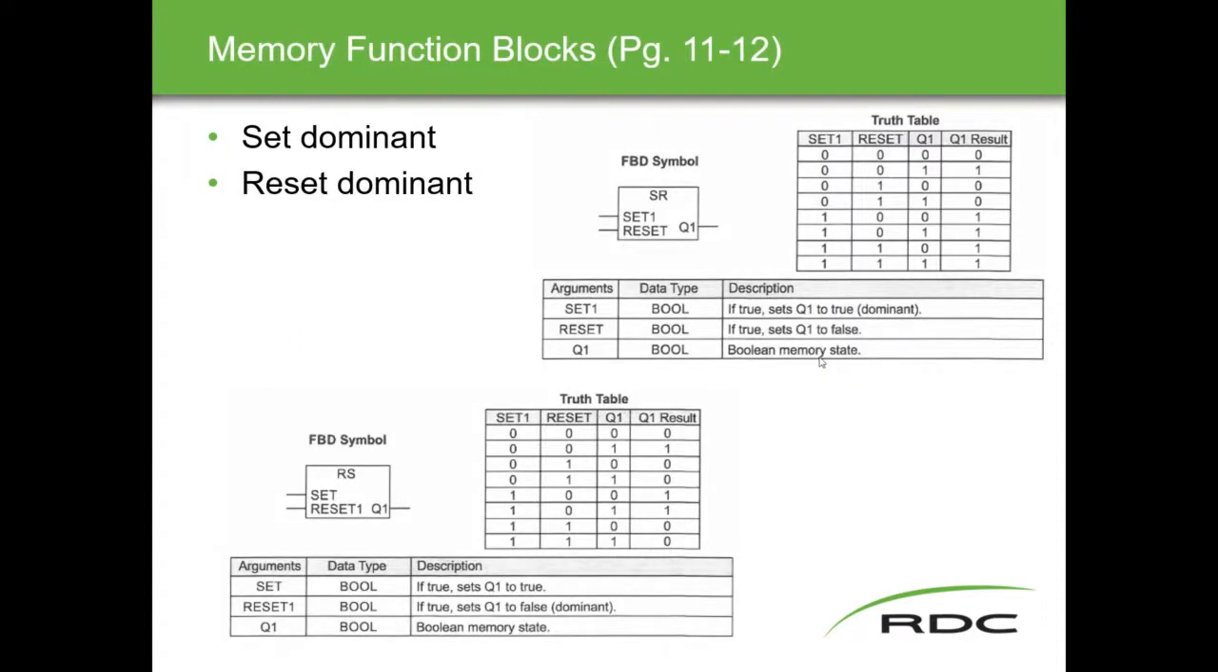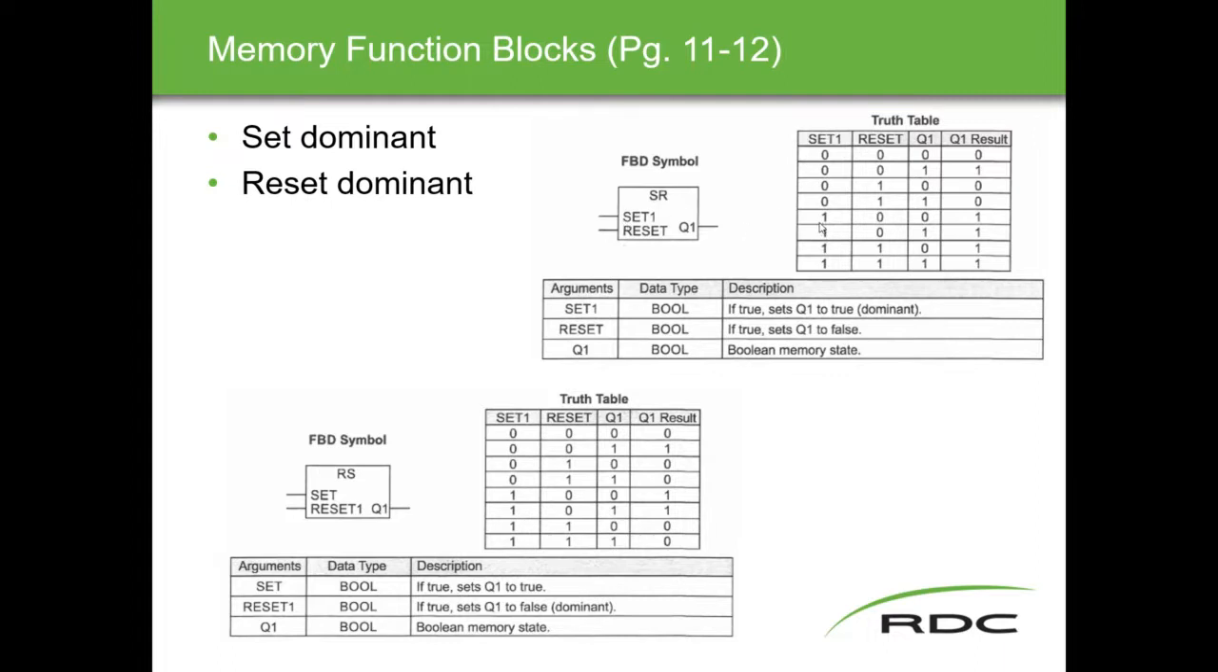Okay, starting to get into some of them that are a little bit trickier. Set dominant, reset dominant. The best way to associate this, and I think that's the best way to do it, is latching and unlatching. So when we had the latch coil and the unlatch coil in a ladder diagram, this pair of function blocks here, set dominant and reset dominant function blocks, do the same thing. Basically, what happens is if the set dominant one becomes true, it tends to want to stay true.